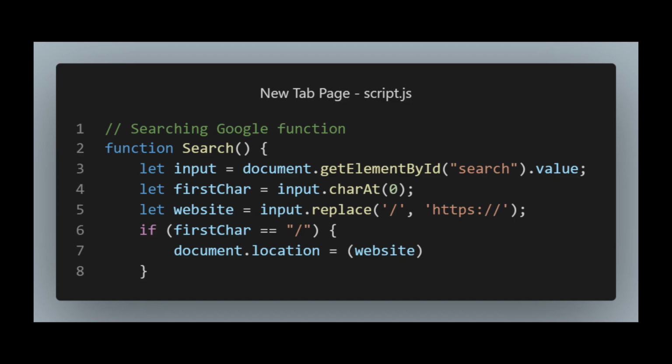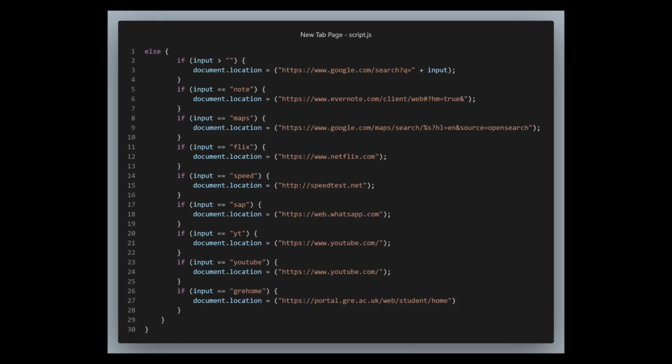Secondly, we have searching Google, which works by taking any input that you have and adding it onto the end of a Google search query. And last but definitely not least, my custom shortcuts, which means that if any of these specific texts are put in, it will go directly to the links that I want.